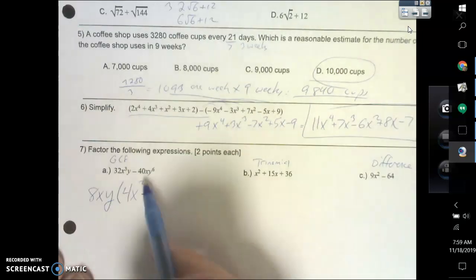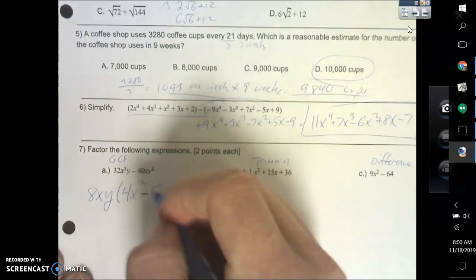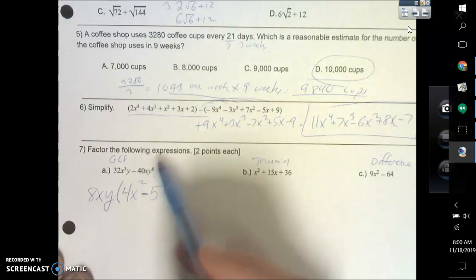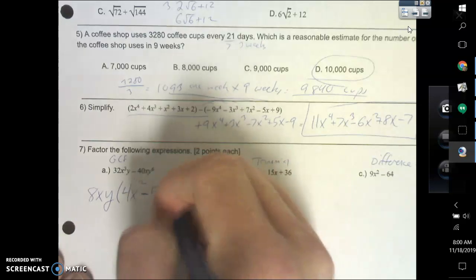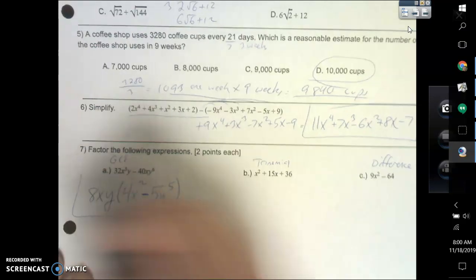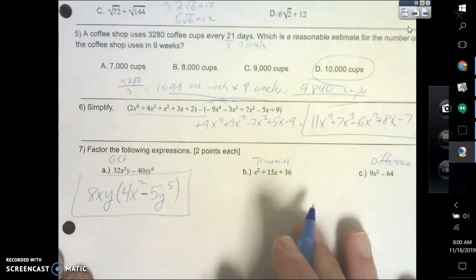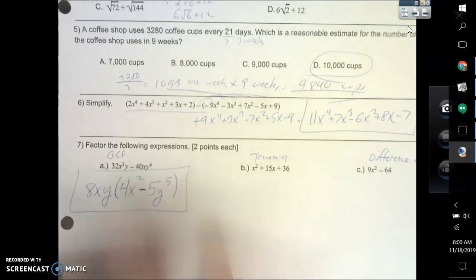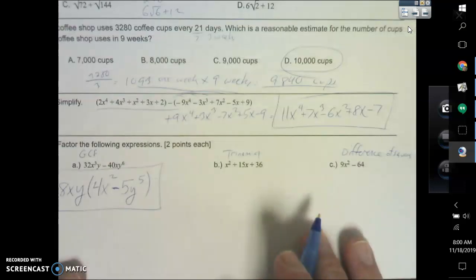Minus sign. 40 divided by 8, 5. X, take away an x, gone. 6 y's, take away 1y, 5 y's left. Done. Okay, all good. So, cool thing is you can check yourself by redistributing it, you're in good shape.